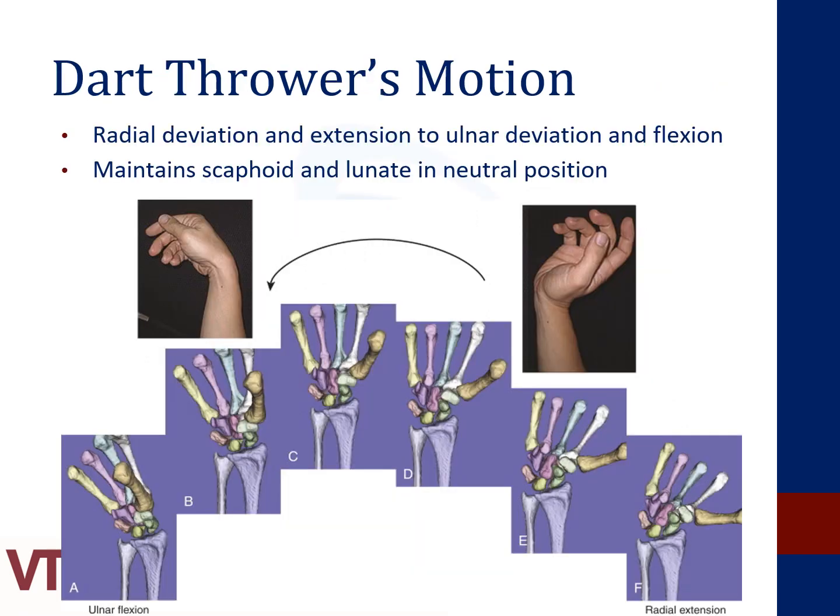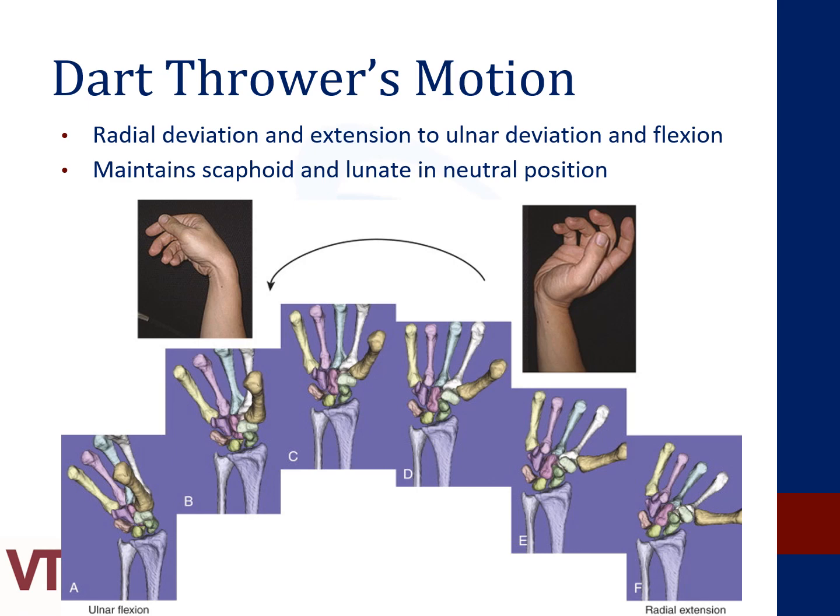Looking at the dart thrower's motion, this will be a motion that maintains the scaphoid and the lunate in a neutral position. You begin with your wrist extended and radially deviated. Those positions neutralize the scaphoid because radial deviation makes the scaphoid want to flex, while wrist extension makes the scaphoid want to extend. And then at the end of motion, you are in ulnar deviation and wrist flexion.